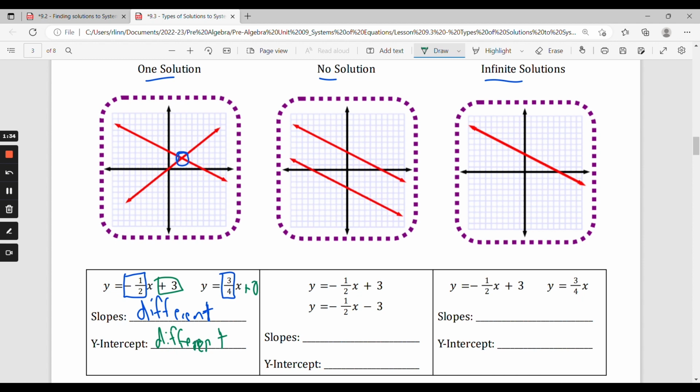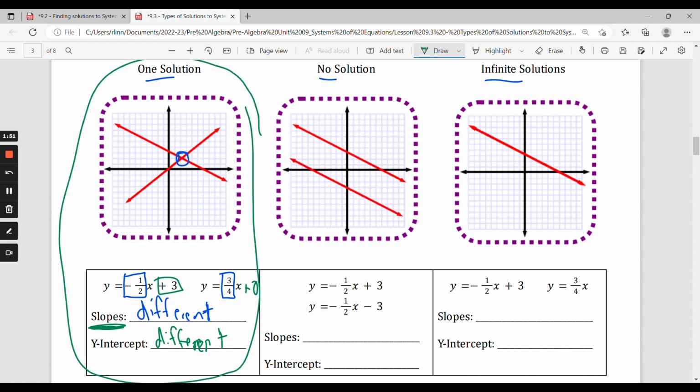y-intercepts. When we're looking for an equation that has one solution, we mostly want to make sure these lines have different slopes, because the two lines have to cross over each other. So that's our first type of solution. It's when we have equations that have just one solution, with different slopes.